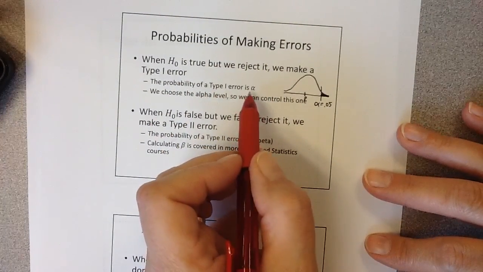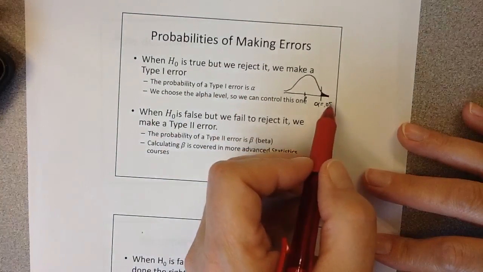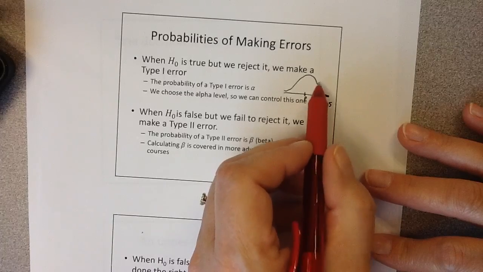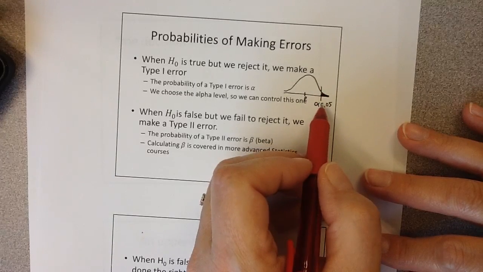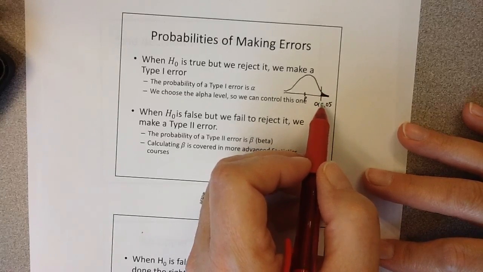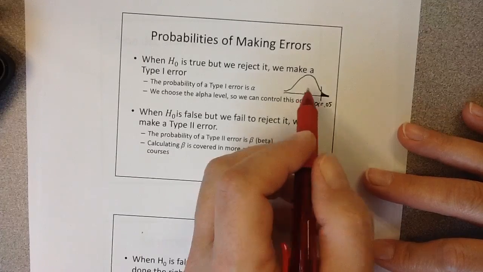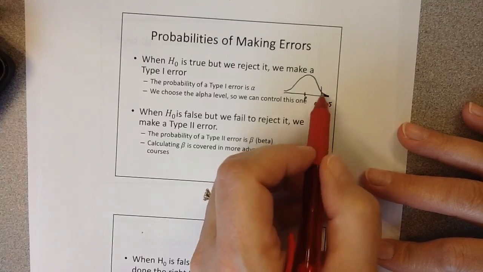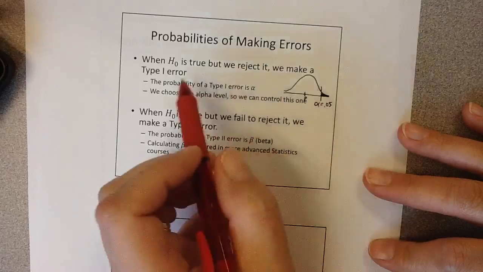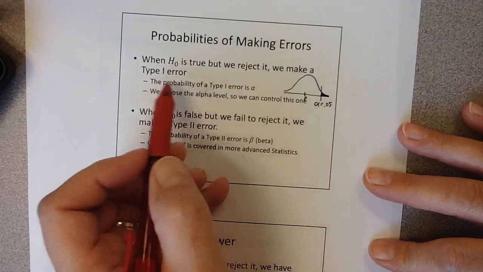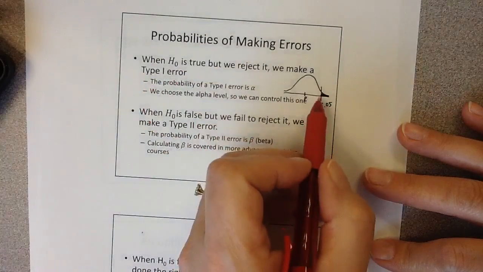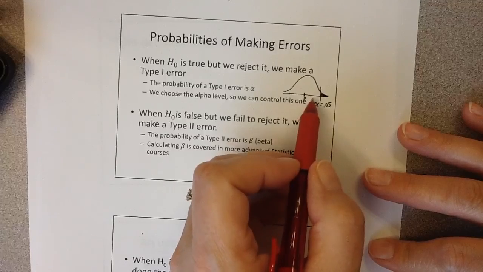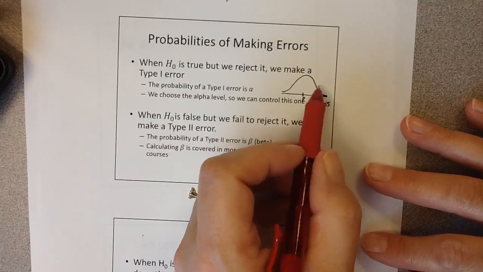If I raise my alpha level, I increase my chance of that mistake. So if I move alpha over here and make it 10%, then that means I have twice the probability of making that error. So I want to keep alpha small enough that I don't have a large chance of making the type 1 error. So that's why we never want to go too big for our alpha level. Never above 10% for sure.